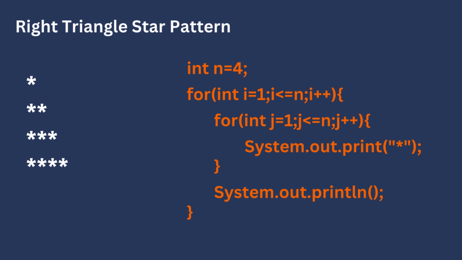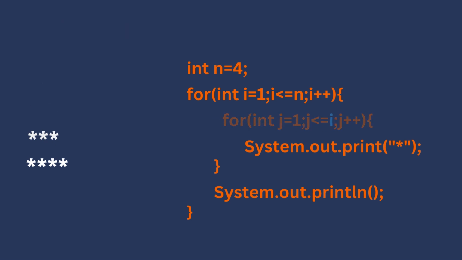So the logic here is that the row number specifies the number of stars to be printed in each row. The row number is stored in the i variable. So we will only change the inner loop j variable to run from 1 till i value, which prints the right triangle star pattern program.